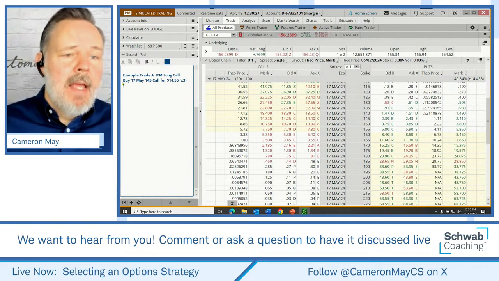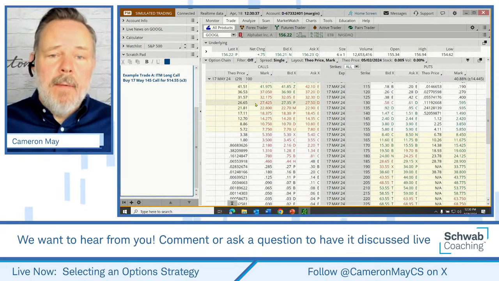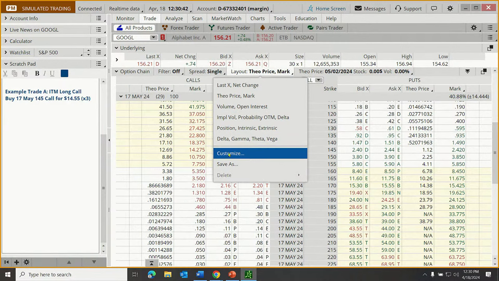Anyway, let's talk leverage here. How much leverage does this 145 call have, and how can a trader gauge that? Well, Delta might gauge that for us. So I'm going to come up here to our layout again. Let's do a customization of our layout, right? We have Theo, Price, and Mark here. Let's remove those.